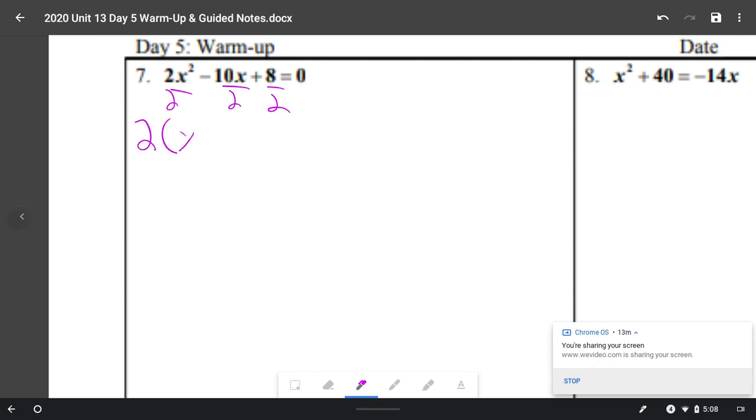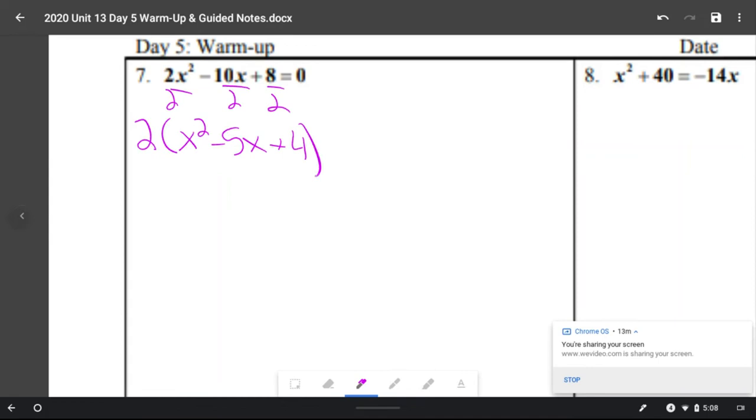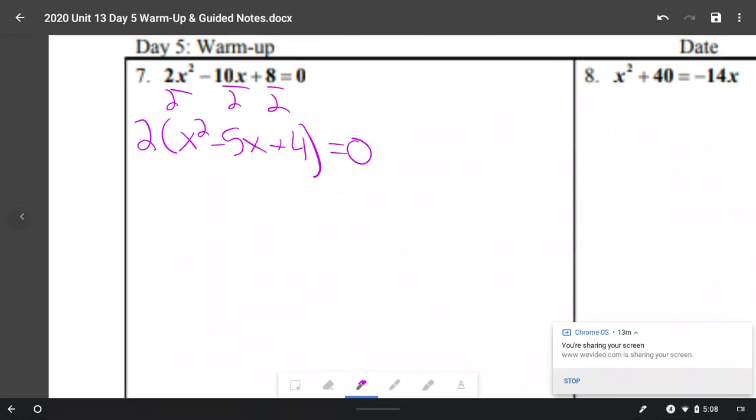On the inside, I'm left with an x squared minus 5x plus 4. And then we try to factor that, whatever's left in the parentheses. So we write down all the multiples of 4 again, and we see which numbers would add to give me negative 5. So I know 1 and 4, 2 and 2, and 4 and 1 are all my possibilities. I see that the middle has a negative again, so I'm going to have to write 2 negatives out here, because I would still multiply to give me a positive 4, but add to give me what I'm looking for in the middle.